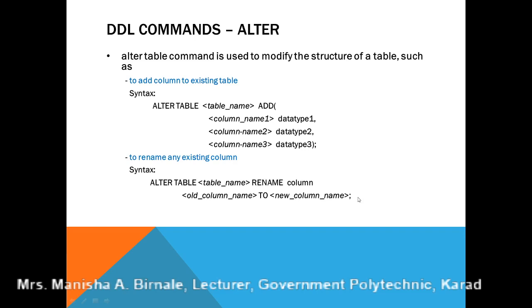Suppose in our student table the first column name is roll underscore no, and we want to rename that column name. Suppose we want to give the name as rn only, so it is possible with the help of the alter table command. Let us see.